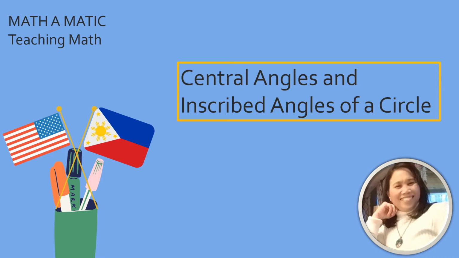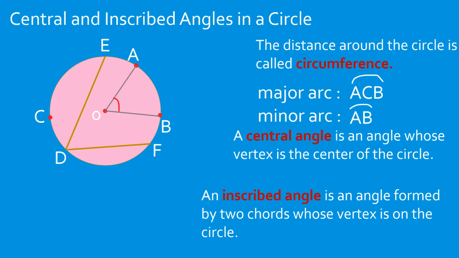Let's get started in today's lesson. In this video, you're going to learn about central and inscribed angles in a circle. I have here angle AOB, which is known as central angle. A central angle is an angle whose vertex is the center of the circle. And angle EDF is known as inscribed angle. An inscribed angle is an angle formed by two chords whose vertex is on the circle.